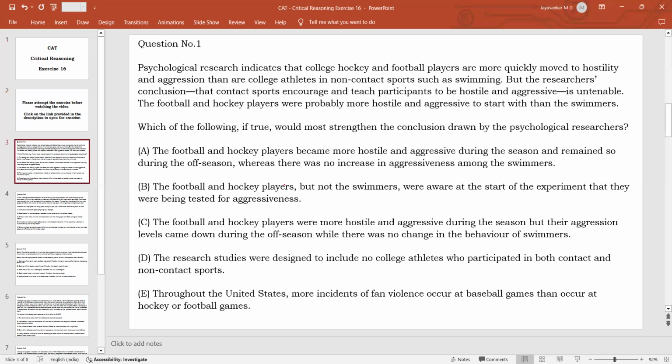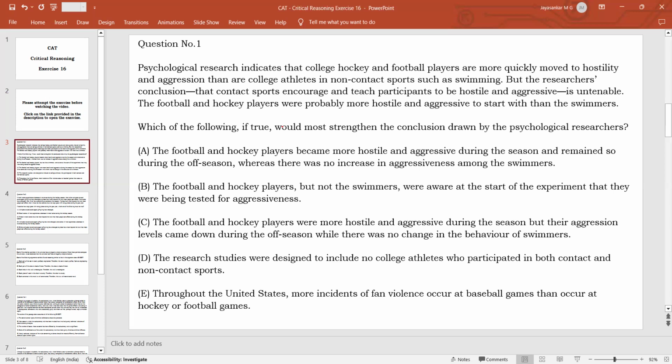So the first question is a tricky question. It is talking about a research conducted, and as per the research, college students who play contact sports like hockey, football, etc., where intimate physical contact is needed, are driven to aggression. They are more aggressive than students who play non-contact sports like swimming. So the conclusion made by the researchers is that playing these contact sports encourages the students to become more aggressive.